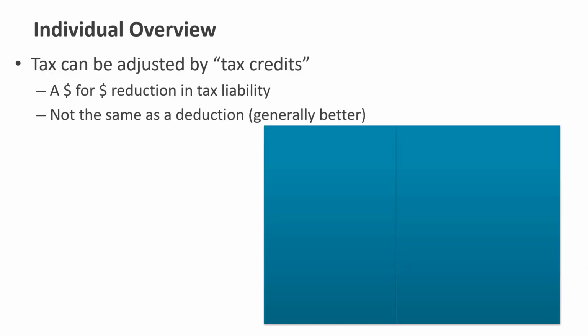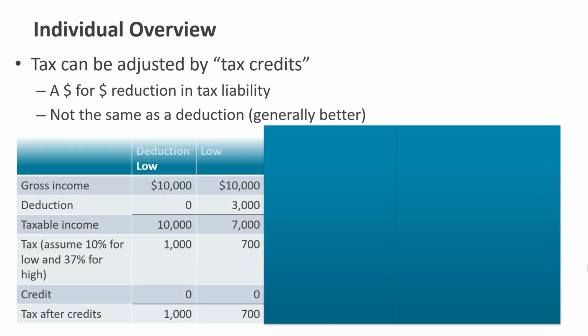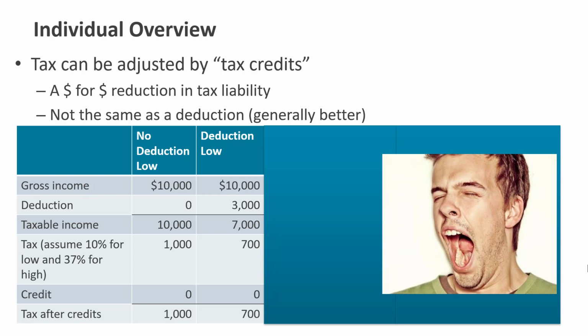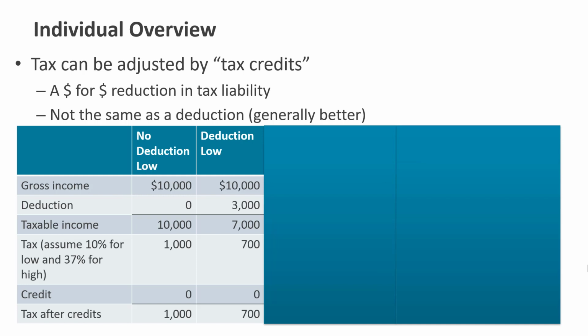So recall that credits are different than deductions. They are a dollar for dollar reduction in tax liability. So if we were to take a taxpayer that had no deduction and $10,000 of income, and we assume a 10% rate because they're in the lowest bracket, the tax would be $1,000. If they were permitted a $3,000 deduction against that income, their tax would be lowered to $700, and therefore they would save $300 on tax. So that makes sense. You take the $3,000 times the 10% marginal tax rate, there's your $300 worth of tax savings.